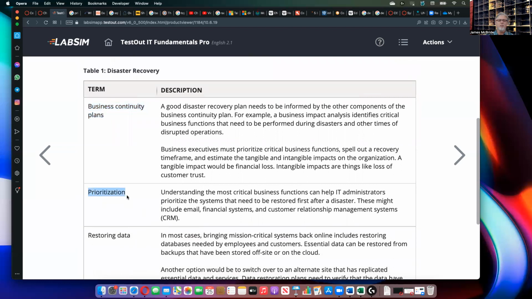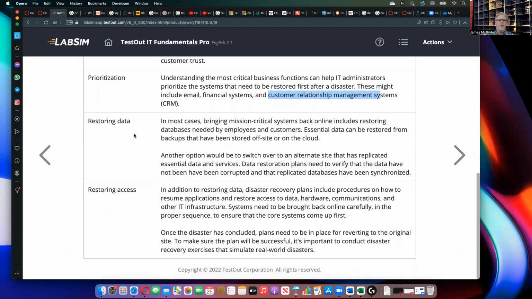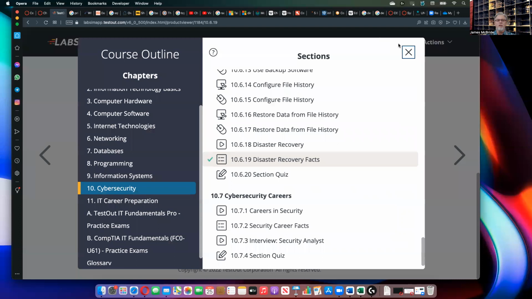And they go through a process of prioritizing. What do we need to actually function? We need our email system. We need the financial system. We need our customer relationship management system. They define what are the most important things or sets of data that we need to be able to get to. Restoring data is often a part of that, and then restoring access to that data. A lot of places will have hot sites, meaning they can just move their entire organization to that other place, which is really, really cool.